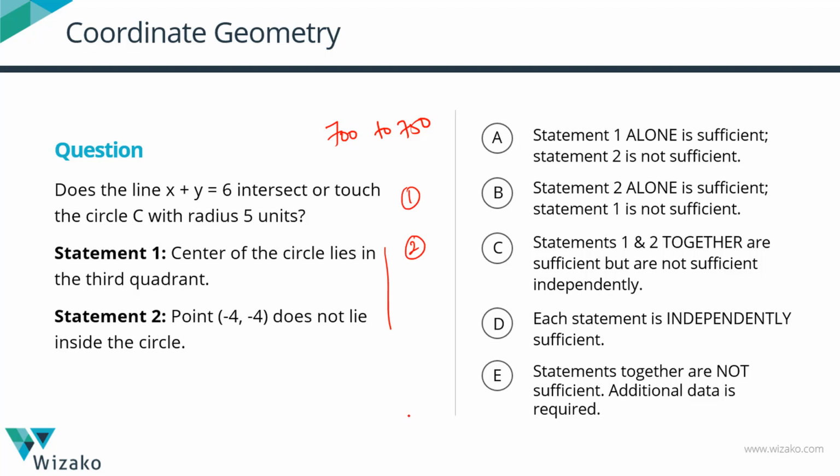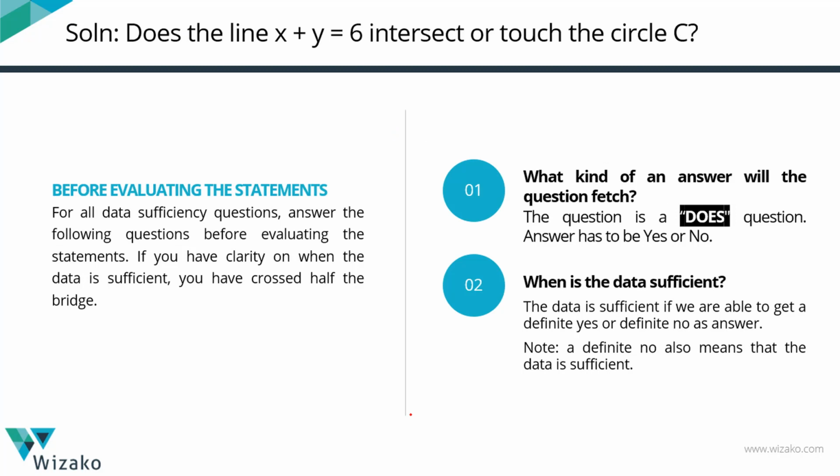Let's start with the first one. This question starts with a be verb, does. If it's a question that starts with a be verb, which is very similar to a question starting with is, the answer to such a question is going to be a yes or a no. When is the data sufficient? If we get a definite yes or a definite no as the answer, the data is sufficient. If we get a definite no, note this, even then the data is sufficient. So many times we fall into the trap of thinking that when you get a definite no, the answer is not sufficient. The answer is definitely sufficient.